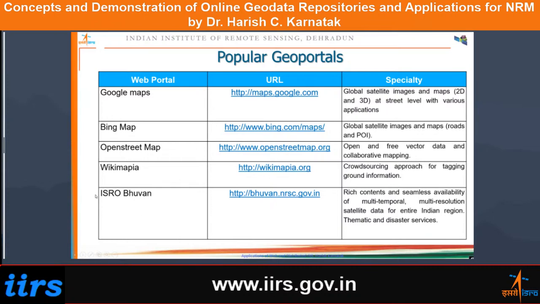ISRO Bhuvan has a place here in this list because this is one of the very, very popular websites or data repositories for vector and raster data from India. It provides rich content and seamless availability of multi-temporal, multi-resolution satellite data for the entire Indian region. They also provide thematic and disaster-specific services to the users. It's a very interesting website. If time permits, today we'll spend some time on this URL as well.